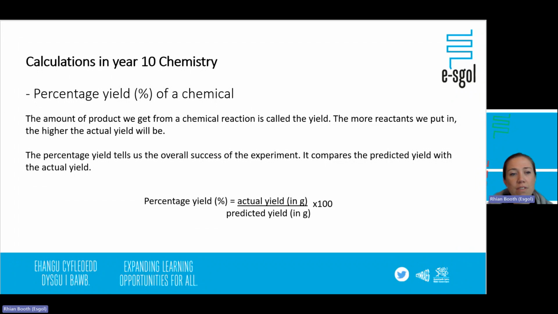Okay, so here we have your equation. Percentage yield is actual yield in grams divided by predicted yield in grams times 100. Now, I know we've got grams in brackets there. This doesn't have to be in grams. It could be in tons, okay? It could be in another unit, but just make sure those units are the same. And also multiply by 100, of course, because this is a percentage yield calculation.